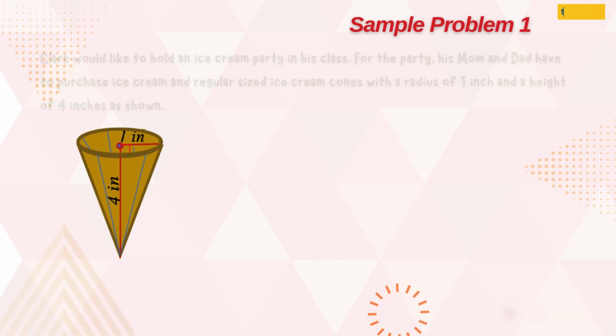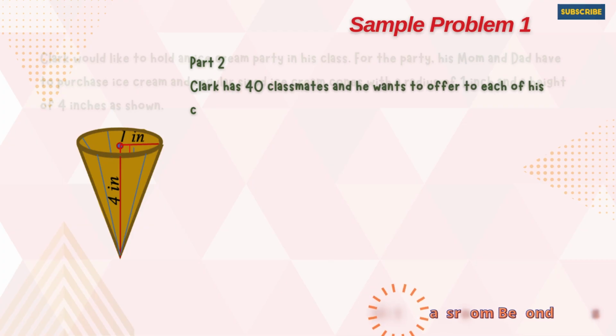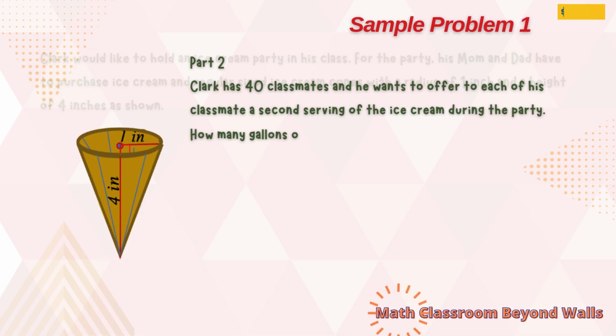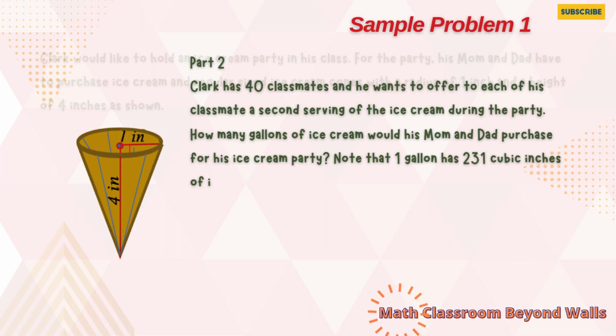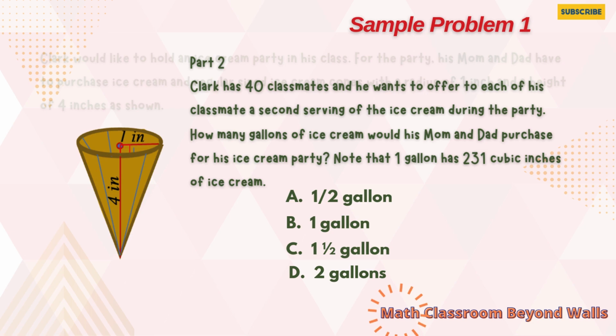Part 2. Clark has 40 classmates and he wants to offer each of his classmates a second serving of the ice cream during the party. How many gallons of ice cream would his mom and dad purchase for his ice cream party? Note that 1 gallon has 231 cubic inches of ice cream. Option A, 1/2 gallon. Option B, 1 gallon. Option C, 1.5 gallons. Option D, 2 gallons.